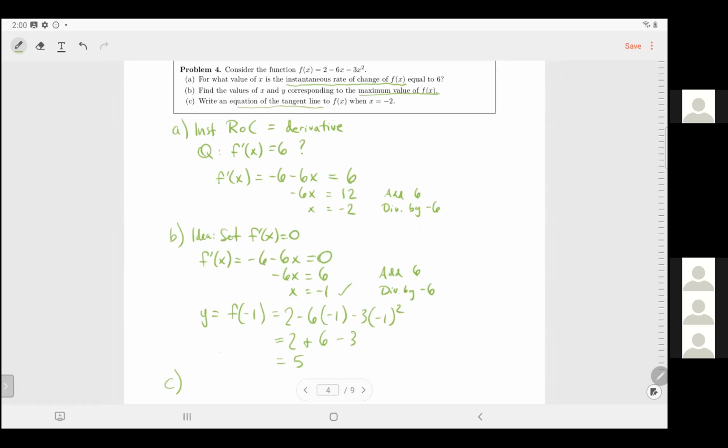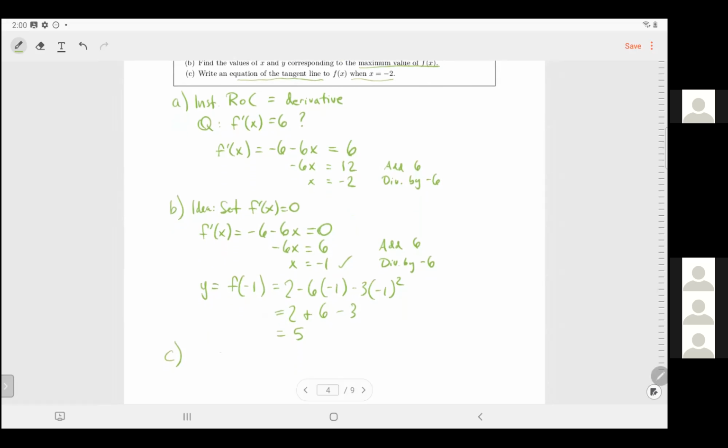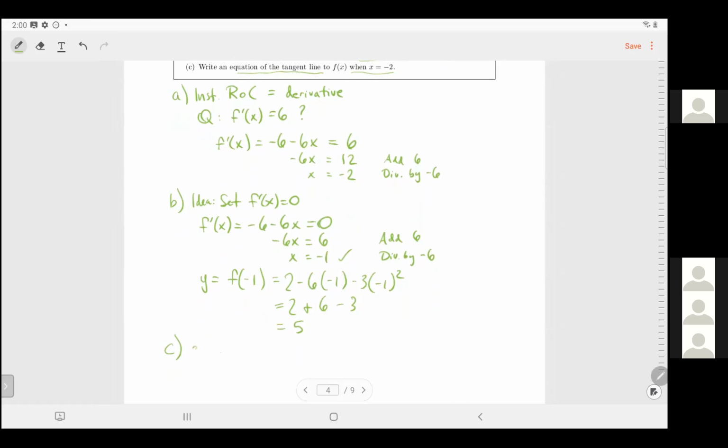All right, then, equation of tangent line. For that, we'll need two things. We need the slope. We're asked to find this equation when x equals 2. So we'll note that we've already done some of this work already. So again, use what you can. We know from previous work that when x equals negative 2, the derivative is positive 6.